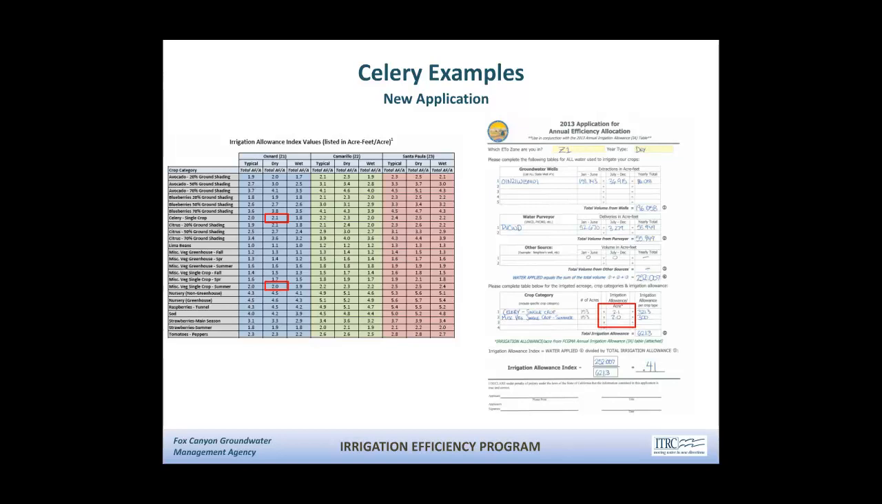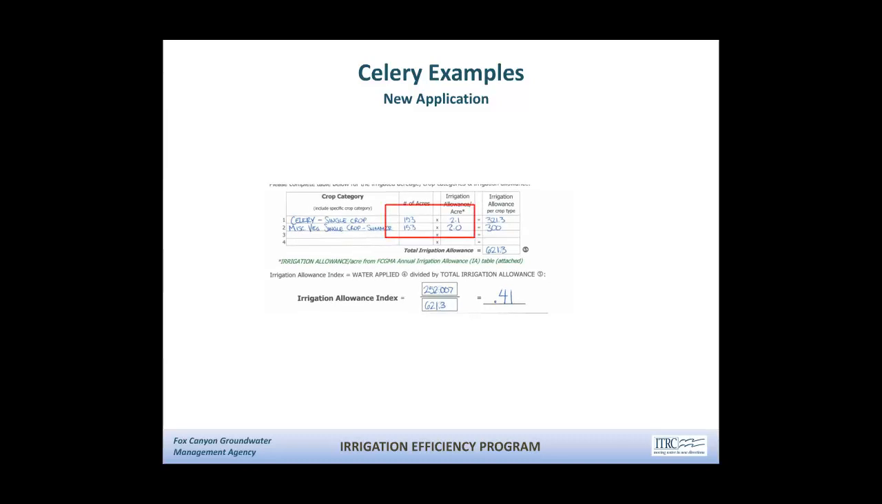Using 4.1 acre-feet per acre combined with 153 acres, the grower's total irrigation allowance was 621.3 acre-feet. That year, the grower applied 252 acre-feet of water. Using the new calculations, this grower's irrigation allowance index value is 0.41. Remember, our target index value is 1.0 or below. This grower is well below the target value.